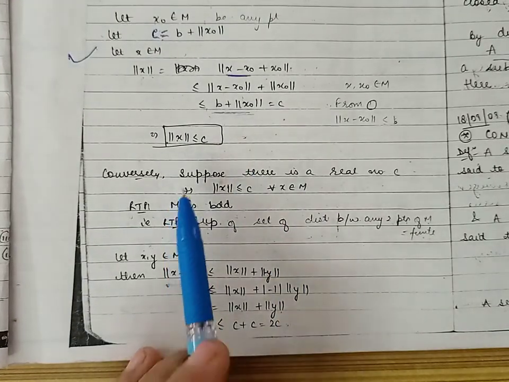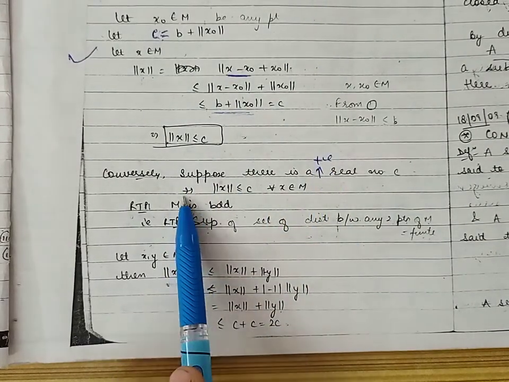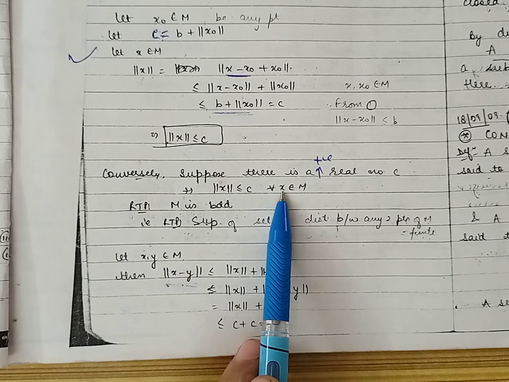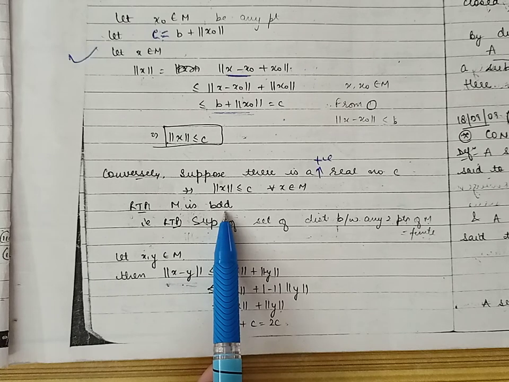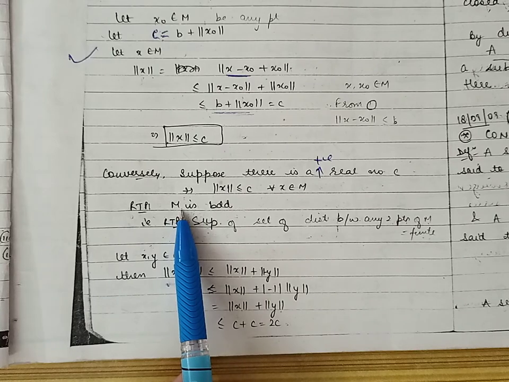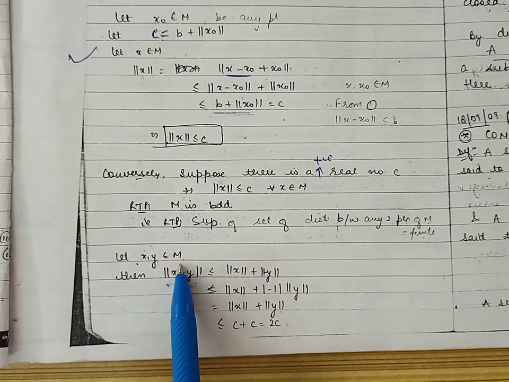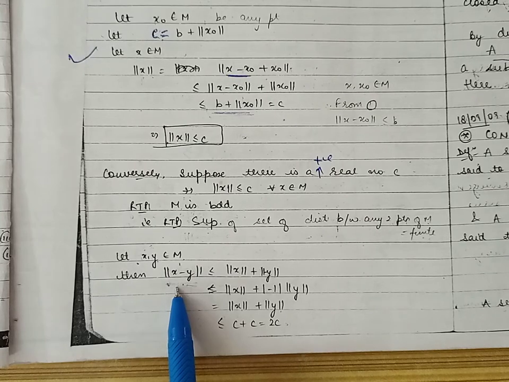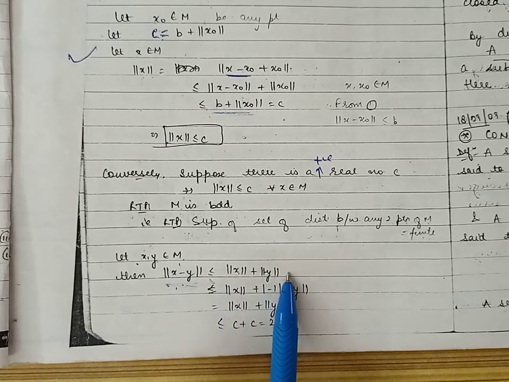Now conversely, we are given that there is a positive number C such that norm of x is less than or equal to C for every x belonging to M, and we are to prove that M is bounded. In order to prove M is bounded, we prove that the diameter of M is finite. So let us consider two elements x and y belonging to M, and let us consider the norm of x minus y. Now by using the triangle inequality, this is less than or equal to norm of x plus norm of y.